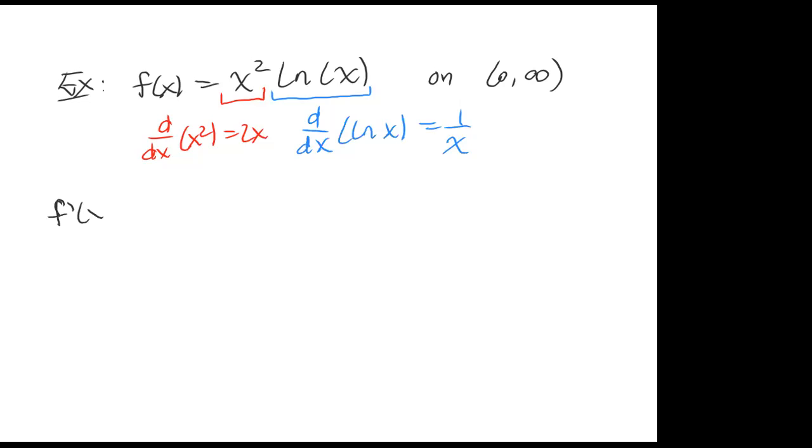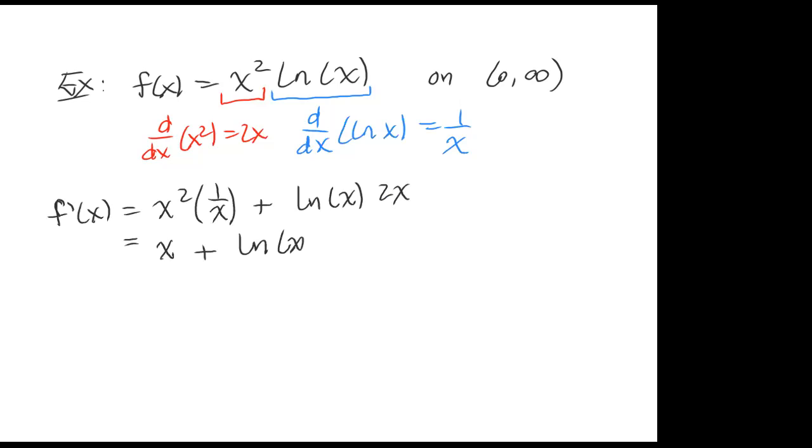f prime of x is equal to the first function, x squared, times the derivative of the second, which is 1 over x, plus the second function, natural log of x, times the derivative of the first function, which is 2x. I can write that a little bit simpler. x squared times 1 over x is x, plus the natural log of x times 2x. That's f prime of x.